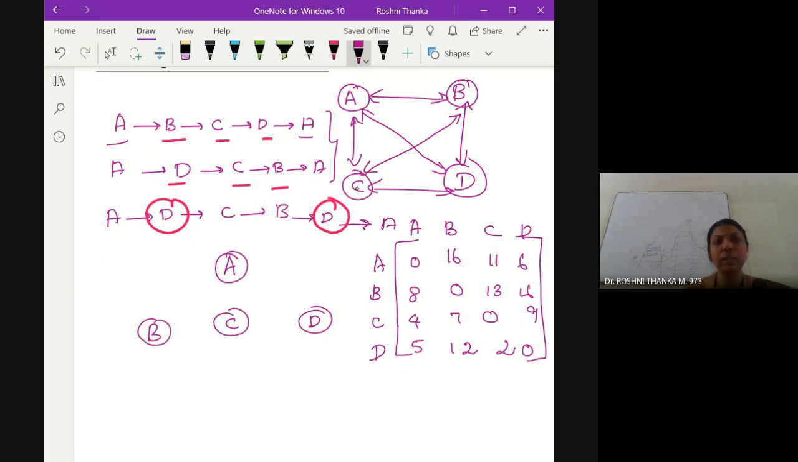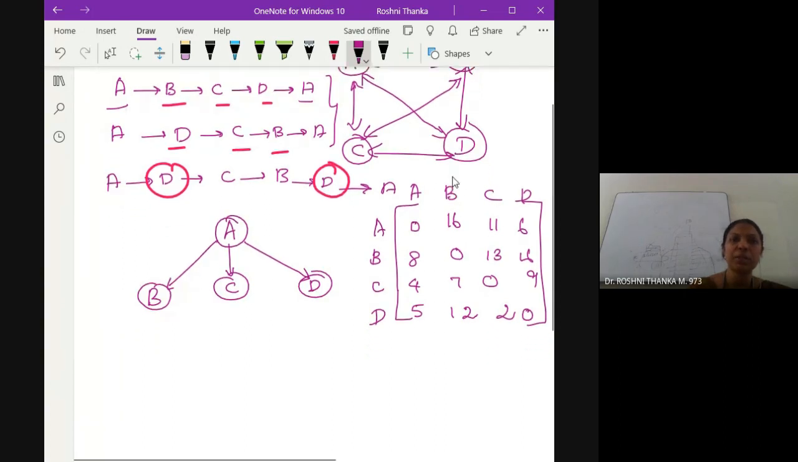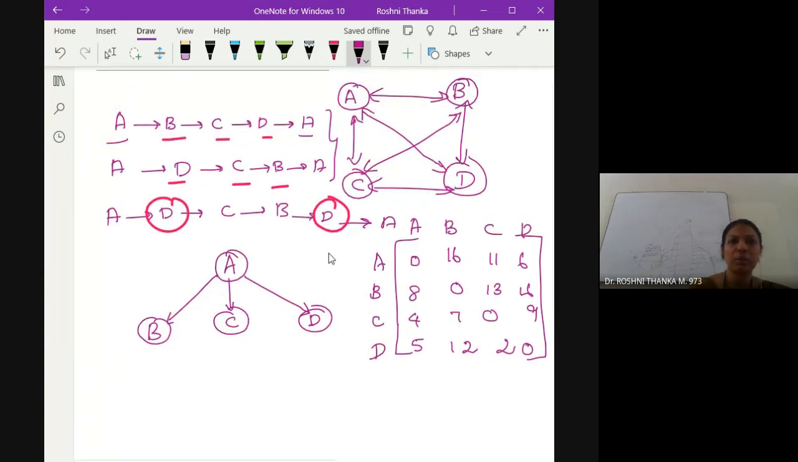Okay, so these are the three different possible ways where I can go from A. So I can go to B, C, or D. Okay, then let us come to B. When I come to B, what are the other possible ways according to the condition? Every place should be visited only once.